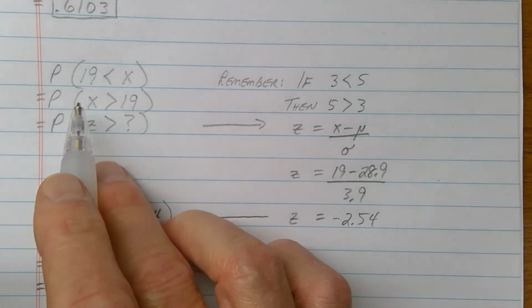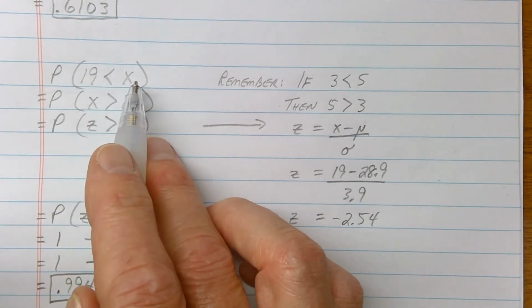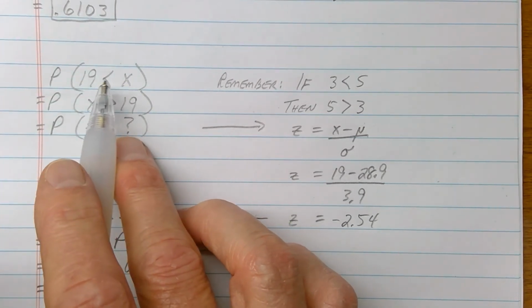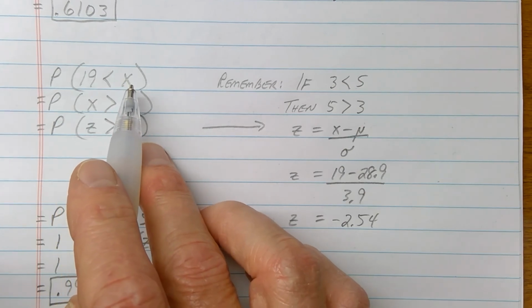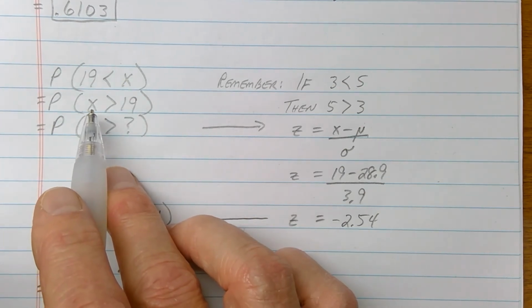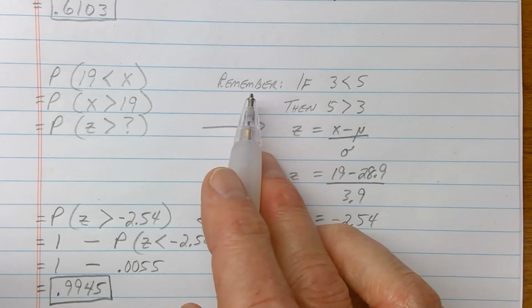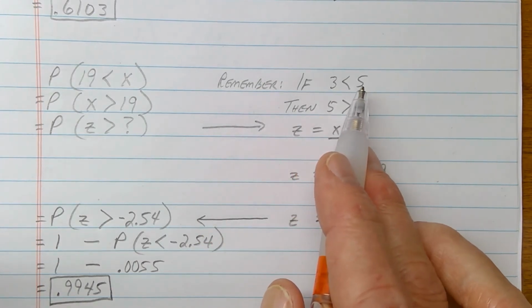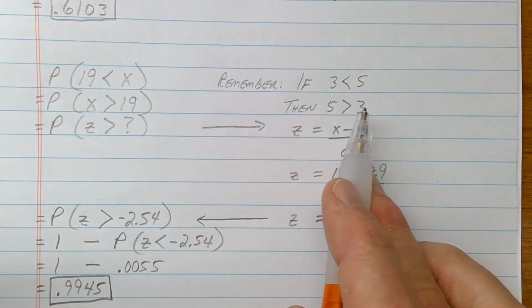Let's do the probability that 19 is less than x. Now this is a mean trick that they play on you sometimes, because we don't like the x over there. We like the x up here in front. It makes more sense. So just remember, if 3 is less than 5, well then that means 5 is greater than 3.